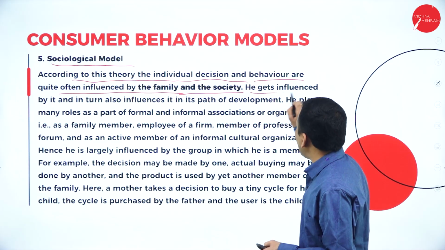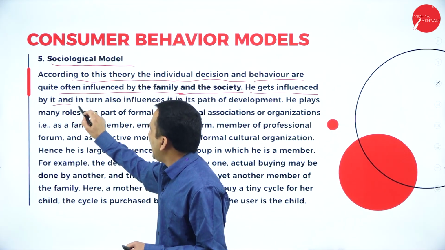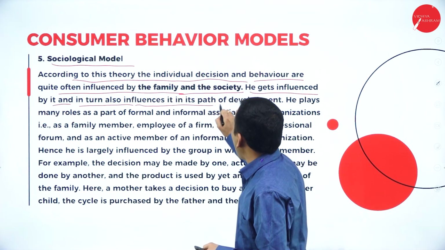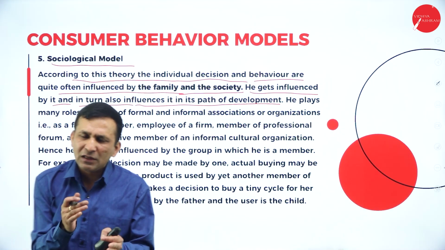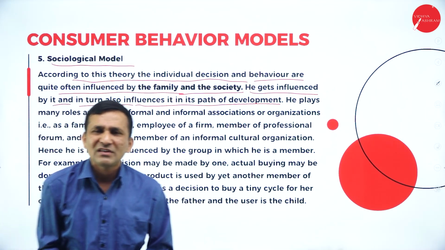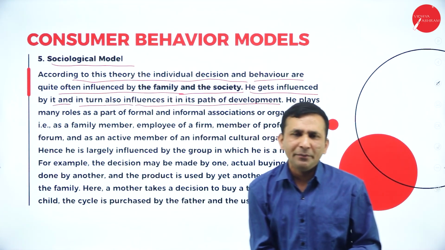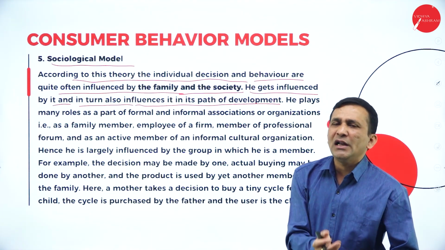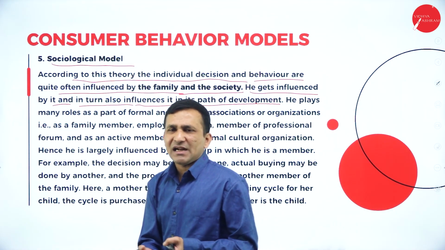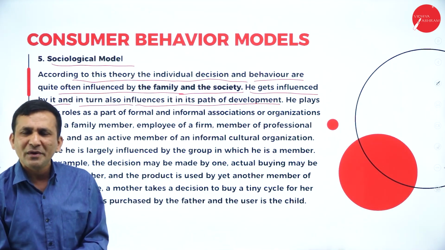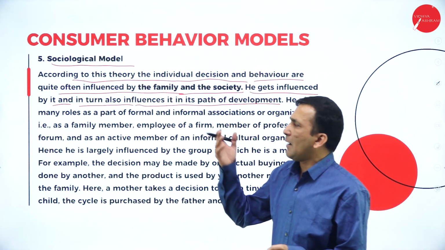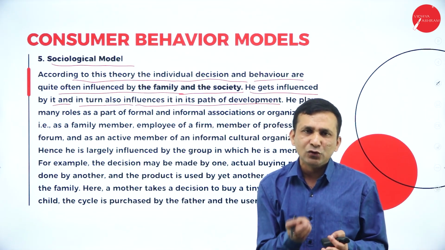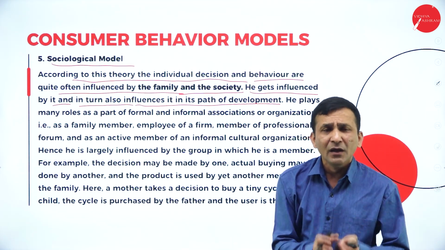Okay, so he gets influenced by it, and in turn also influences the path of the development, because the company is producing the product. Before producing the product, they study the social environment. They try to collect what exactly the consumers are expecting, what exactly the consumer needs, based on preference, based on color. When the company is studying, of course they try to offer the best product at the right time.